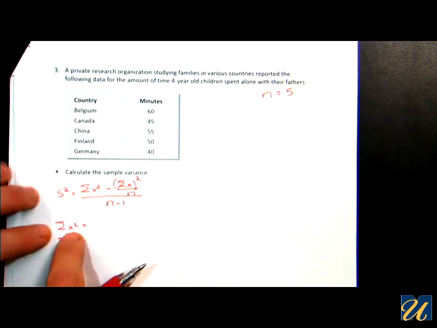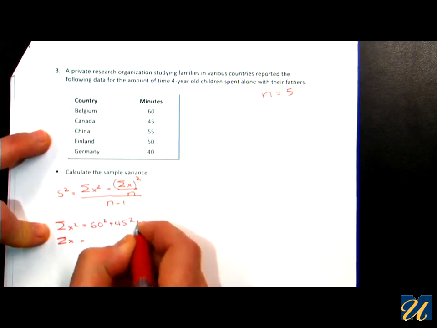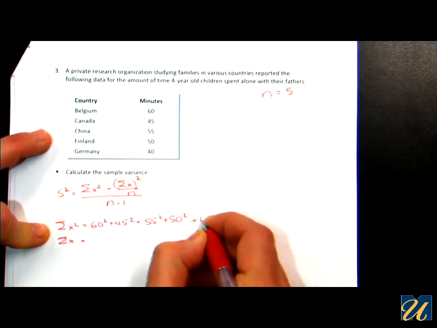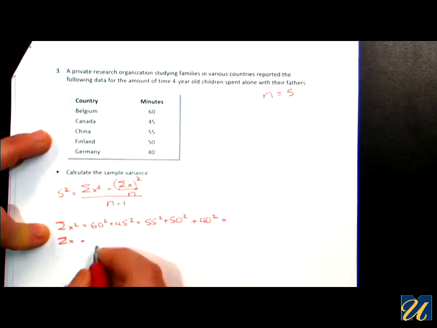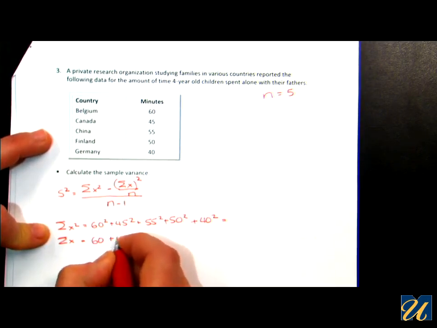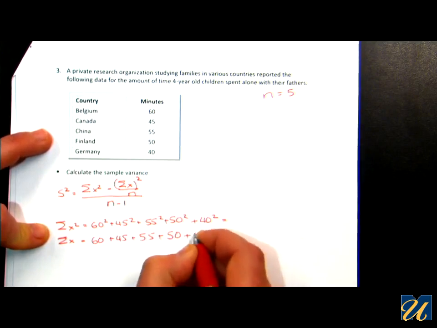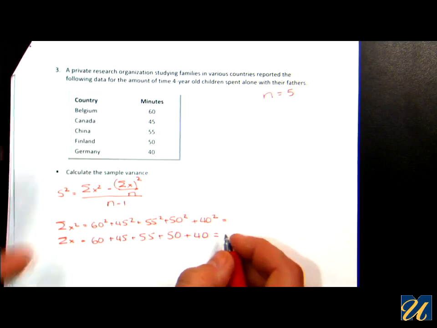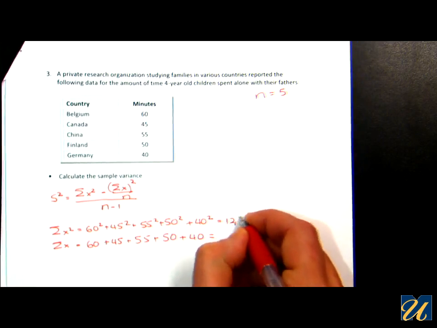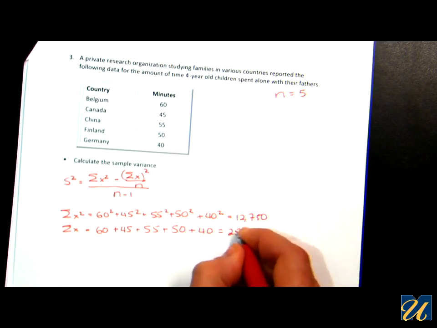So the sum of all the squared entries, you will do 60 squared plus 45 squared plus 55 squared plus 50 squared plus 40 squared. And then we will do 60 plus 45 plus 55 plus 50 plus 40. If you do your calculations, the sum of the squared entries will be 12,750. The sum of the entries will be 250.